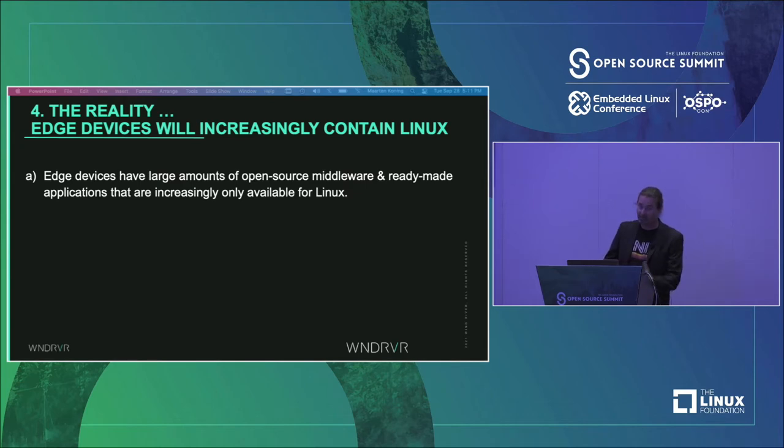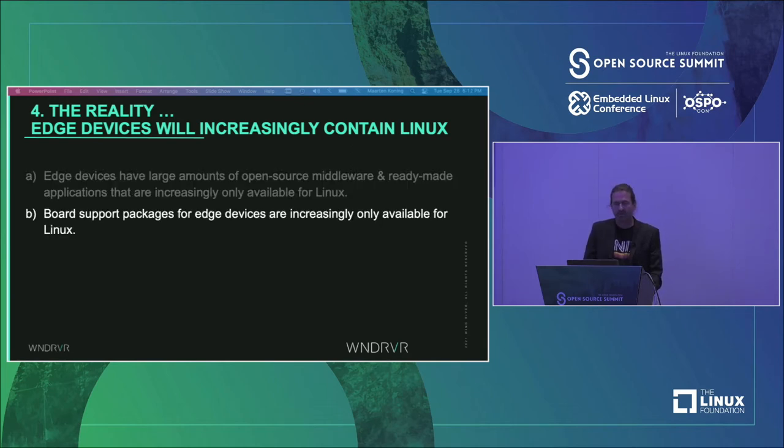You know, edge devices have all this open source middleware, ready-made applications that are increasingly only available on Linux. Board support packages for edge devices are increasingly only available for Linux. It's because the board manufacturers and SoC vendors are doing board support packages and drivers for Linux and not for other operating systems. And meanwhile, the SoC designers are drag and dropping VHDL and cranking out SoCs faster and faster, so that it gets more difficult for any OS vendor who is not leveraging Linux drivers and Linux BSPs to consider supporting the matrix of pain that's across all these SoC variants. And so that's driving things towards Linux.